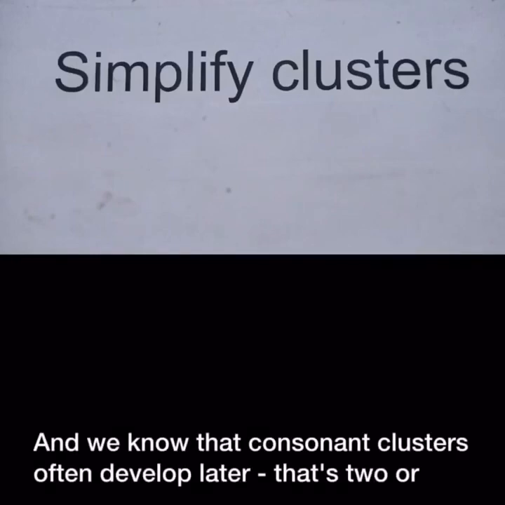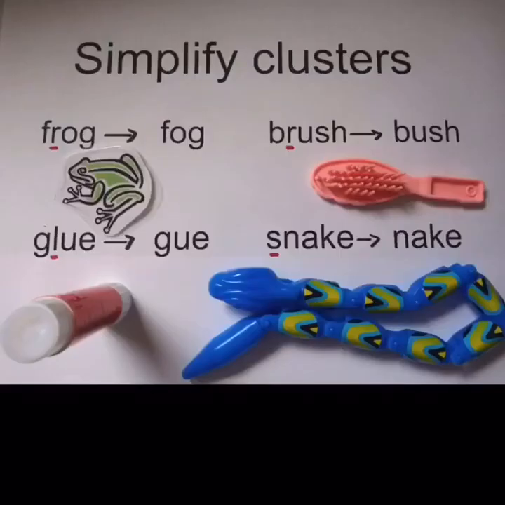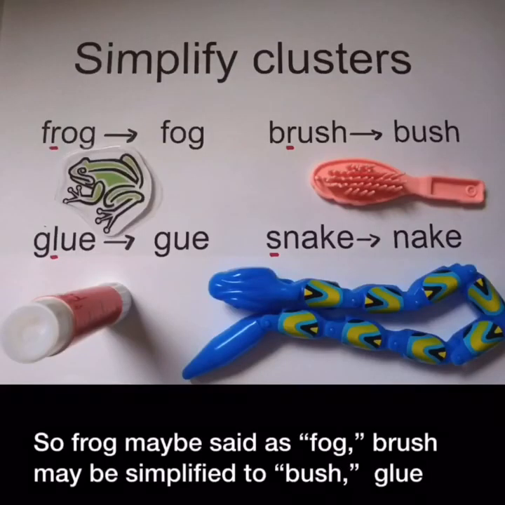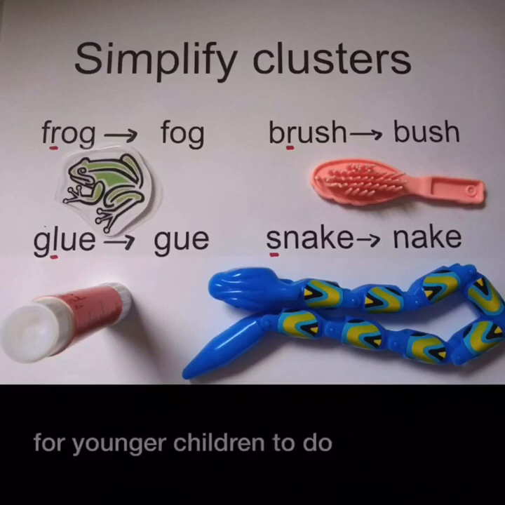And we know that consonant clusters often develop later. That's 2 or 3 consonants together, such as sp or bl. So frog may be said as fog. Brush may be simplified to bush. Glue could become goo, and snake may be said as nake. And this is typical for younger children to do.